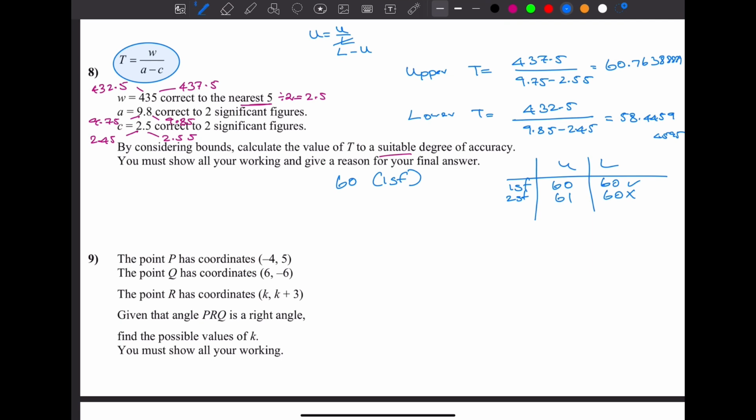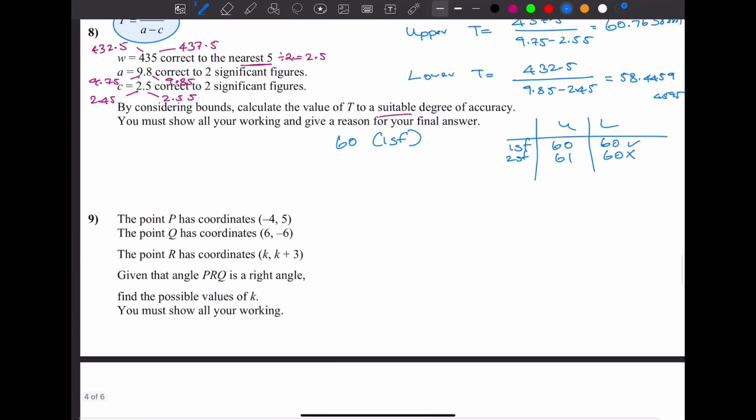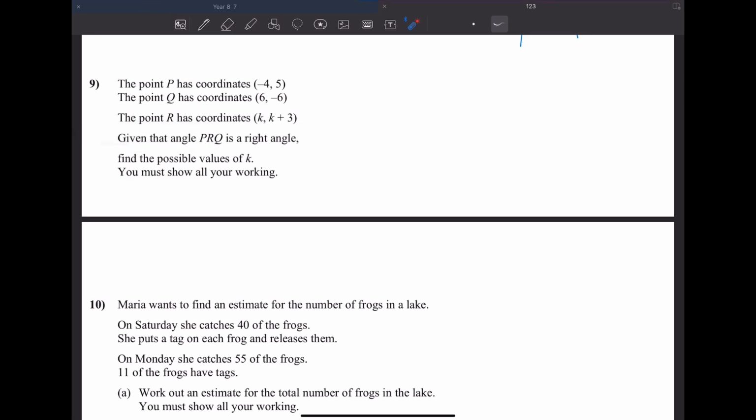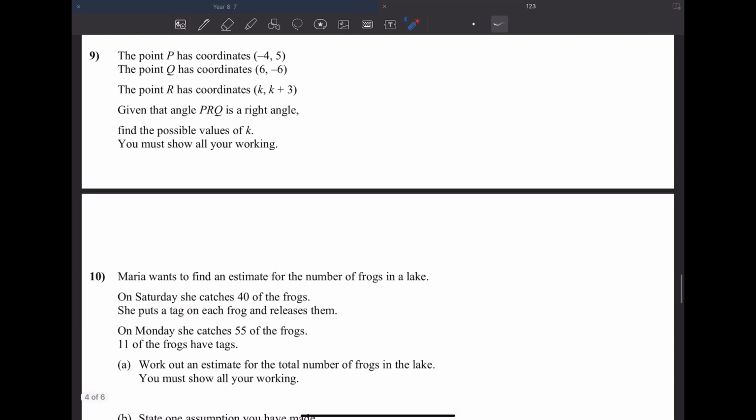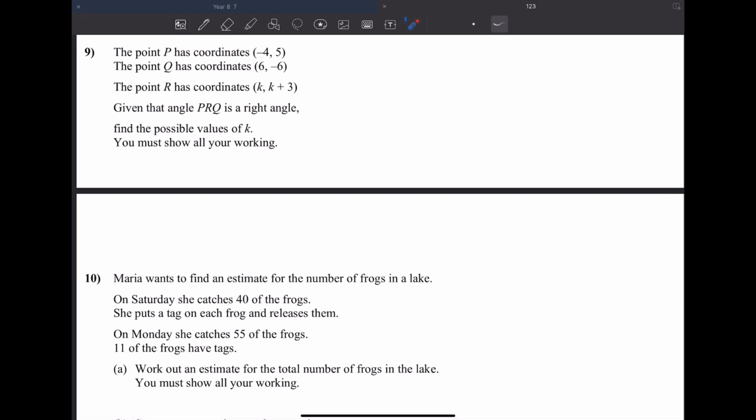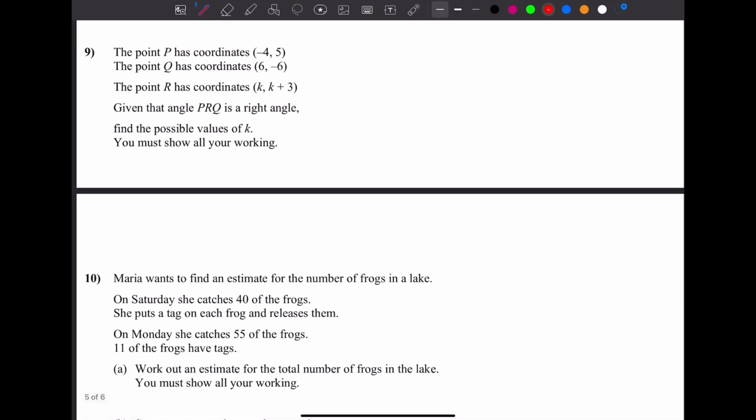The next one. Okay, so we are continuing from question number 9. PQR is a right angle, and work out the value of K. So now if PQR is a right angle, technically it's more like a right angle triangle. The right angle is here, and PQR is a right angle, so let's call it PQR. There you go. That means PQR is a right angle.